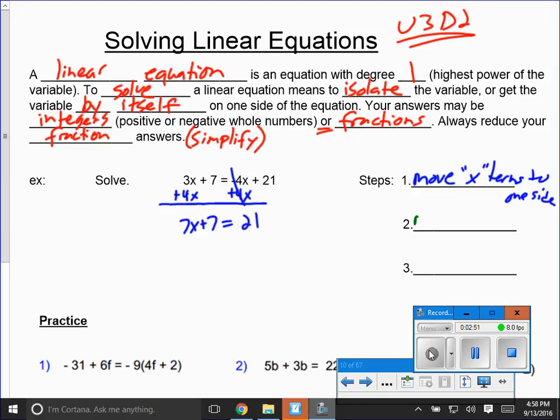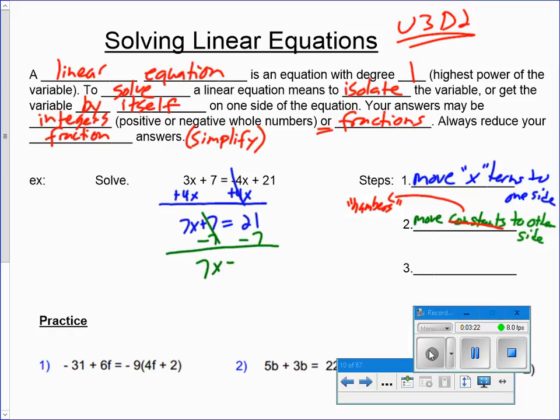Now we're going to move our constants to the other side from where the x's are. When I say constants, all constant means is just plain numbers. So in this problem we have to move 7 over to be with 21, so it's on the other side away from the x's. Then our last step is to divide by the coefficient, the number in front of x. So our last step here would be to divide by 7. There's our final answer.